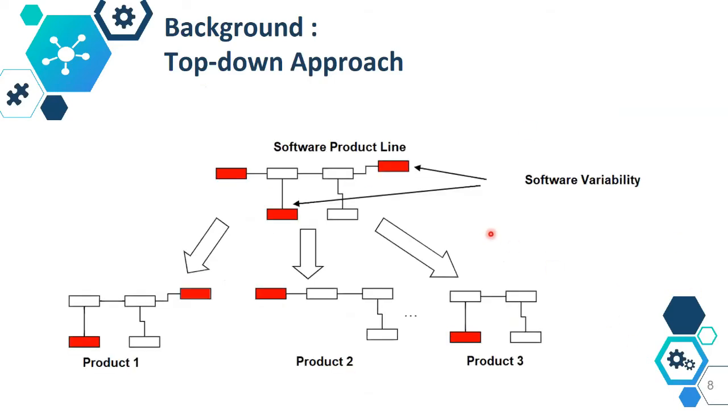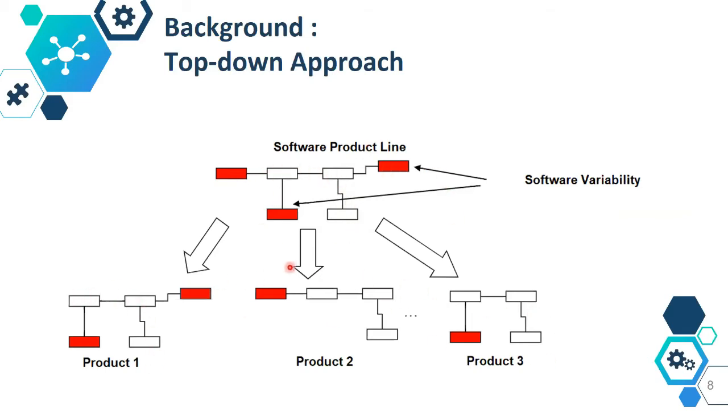Okay, this is how to define our product line. This is the main architecture for the product line with some variability. As you can see here, the red rectangles are the software variability. The other parts are the common features. As you can see here, we will find them inside all the products.